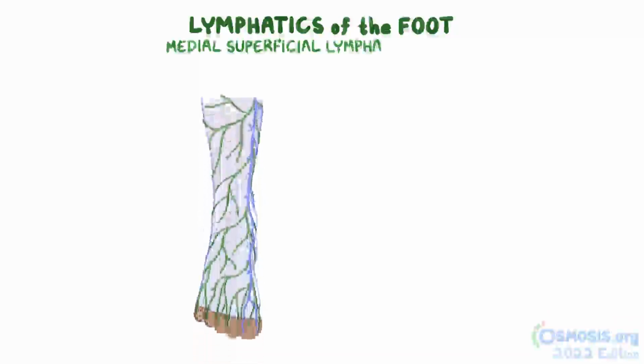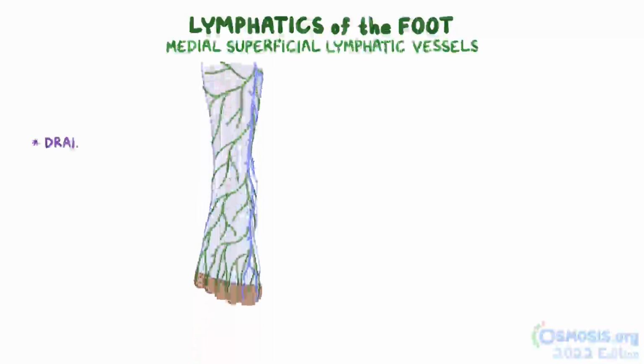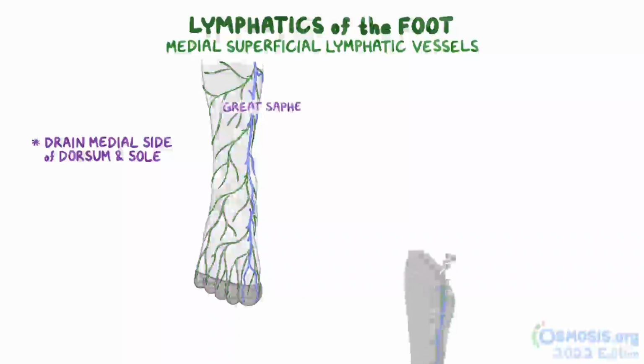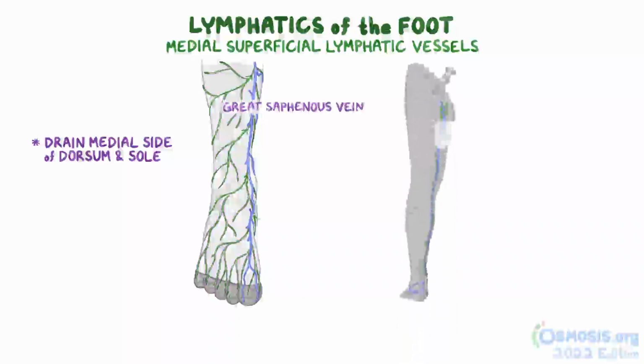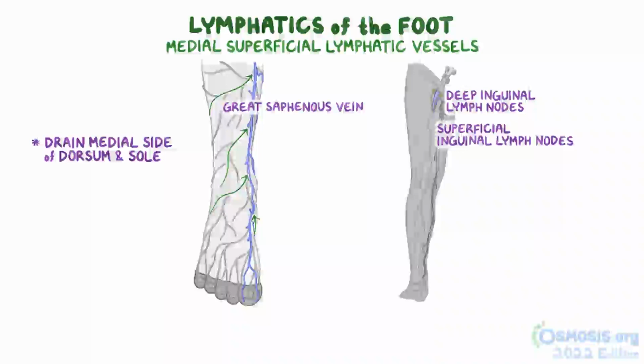Finally, just a few words on the lymphatics of the foot. There are both superficial and deep lymphatic vessels that follow the superficial veins and major vascular bundles. The medial superficial lymphatic vessels are the largest and drain the medial side of the dorsum and sole of the foot. These vessels converge on the great saphenous vein and accompany it to the vertical group of superficial inguinal lymph nodes and then to the deep inguinal lymph nodes along the proximal femoral vein.